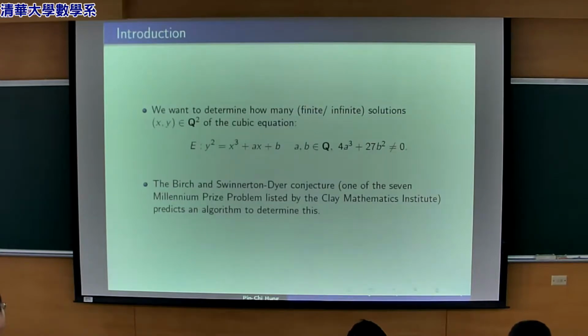And this conjecture is one of the million-dollar problems given by the Clay Mathematics Institute. So if you can solve this question, then you can get $1 million US. So what does this conjecture say? I will explain this conjecture to you, and later on I will talk about the relationship between my work and this. Firstly, I will explain what this algorithm is.